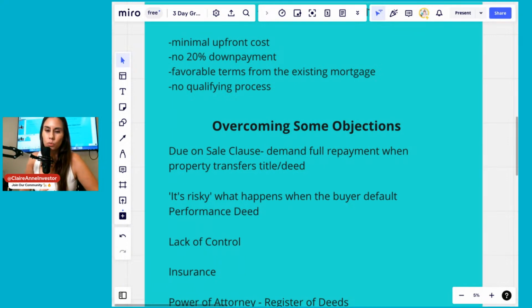So when someone says it's risky, what happens if the buyer defaults, there is something called a performance deed where you can actually deed it back to the seller. Pace talks about deeding it back to the seller. You shouldn't really ever have that issue if you have a tenant in there. But it does happen. I've personally never seen it happen, but there's a potential for it, and you could just deed the entire property back.